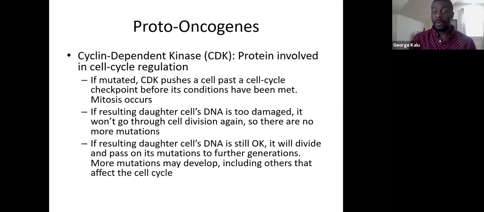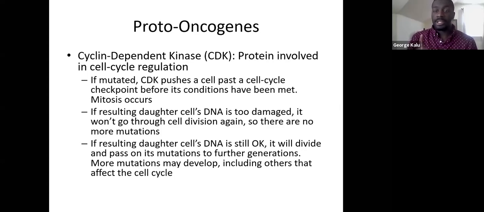So if CDK gets mutated, it's going to cause the cell to push past the cell cycle checkpoints before the conditions of each checkpoint are met. It's going to push past the G1 checkpoint before those conditions are met. It's going to push past the G2 checkpoint before those conditions are met. And it's the same thing with the M checkpoint. You're going to start going through mitosis before the conditions of the checkpoints are met.